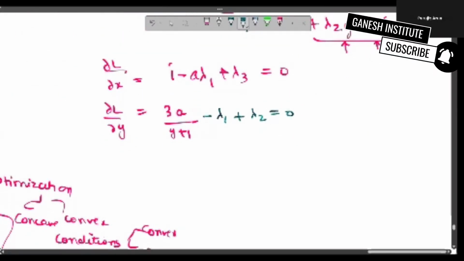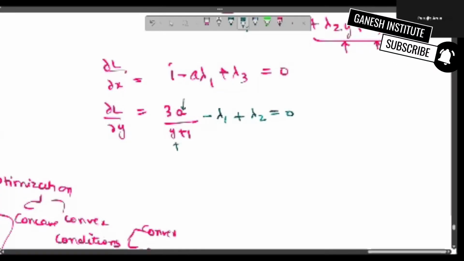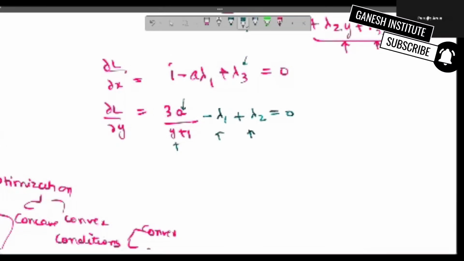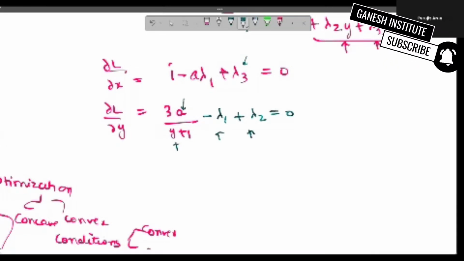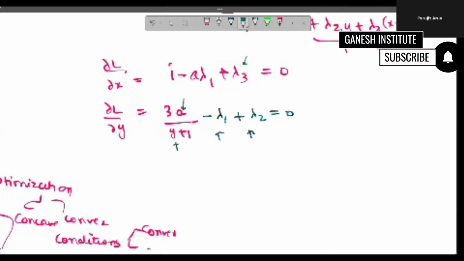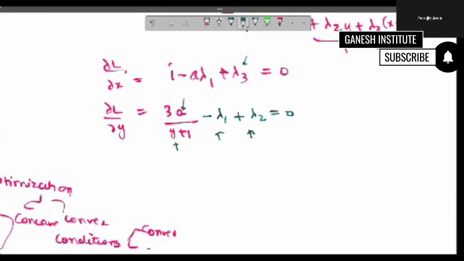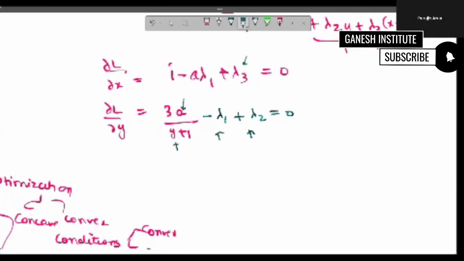Of course, I can't solve it fully because I have 1, 2, 3, 4, 5 unknowns. We also need to find the values of the lambdas. With 5 unknown values and 2 equations, it is next to impossible. So other properties will also need to be applied.